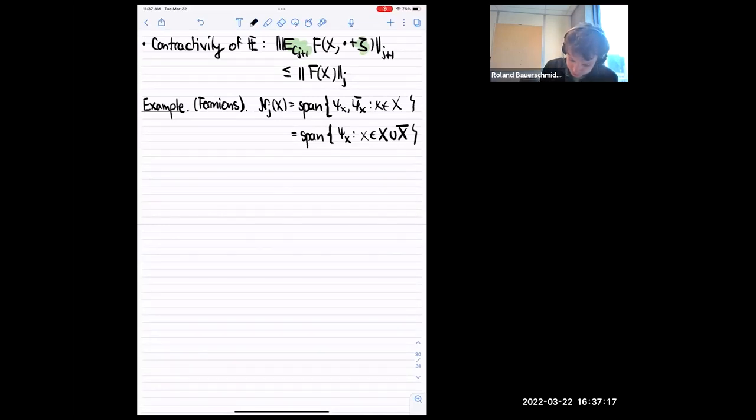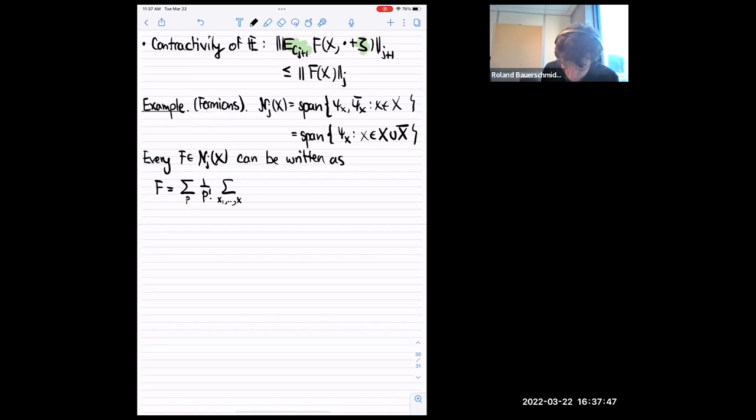So in fact, every F in this space is by definition a polynomial in the psi's. So F is, say, the sum over P. You can always write it like that. One over P factorial, I'm just putting the 1/P factorial here. Then you have x1 up to xp, these are points in, let's say, x union x bar, and then you have some coefficient f(x1,...,xp). So these are, let's say, real coefficients, and then you have psi x1 up to psi xp. Every element in N_j of x can be written like this. So every function of the fermionic field, if you like, is a polynomial. You can always write it this way.